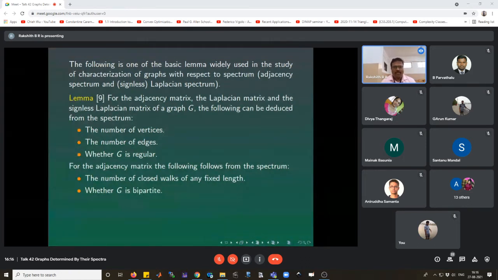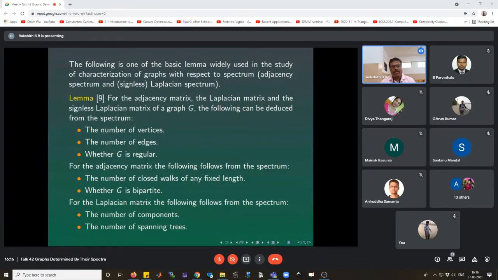And also from the Laplacian matrix, we can deduce the information about the number of components in a graph, and also the number of spanning trees. So the number of components is given by the number of zeros in the Laplacian spectrum, I mean the multiplicity of the eigenvalue 0 in the Laplacian spectrum. That indeed gives you the number of components in the graph G.